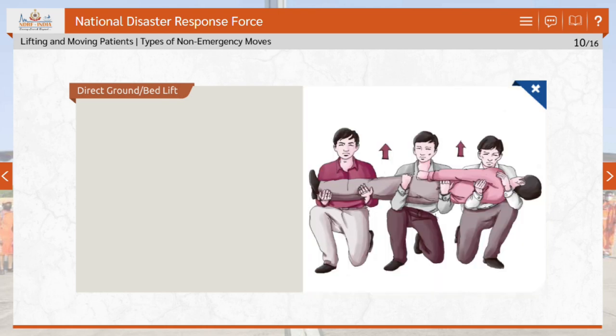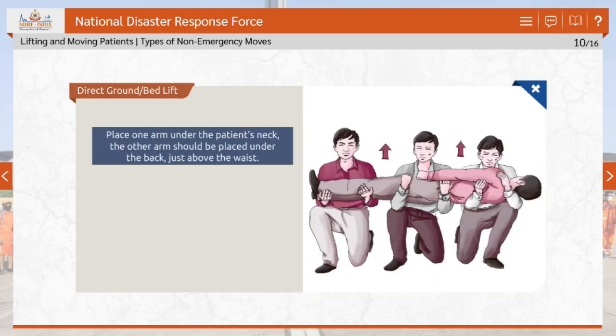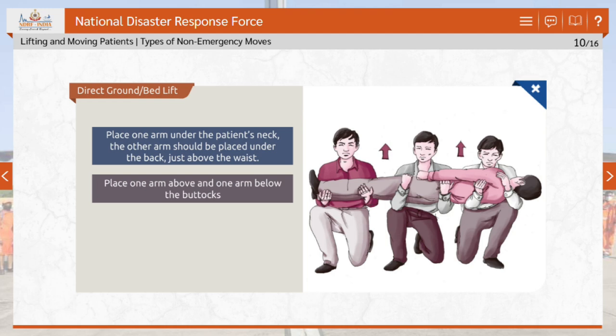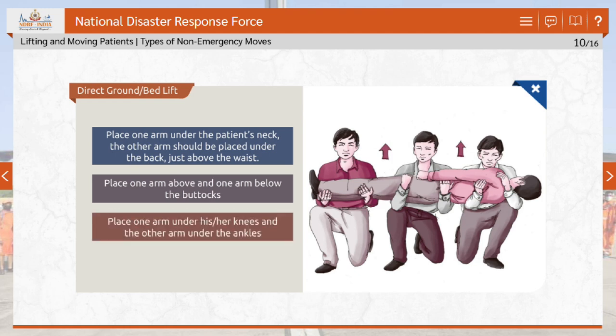The rescuer at the head should place one arm under the patient's neck and grasp the far shoulder in order to cradle the head. The other arm should be placed under the back, just above the waist. The rescuer at his or her midsection should place one arm above and one arm below the buttocks. The rescuer at the patient's lower legs should place one arm under his or her knees and the other arm under the ankles.